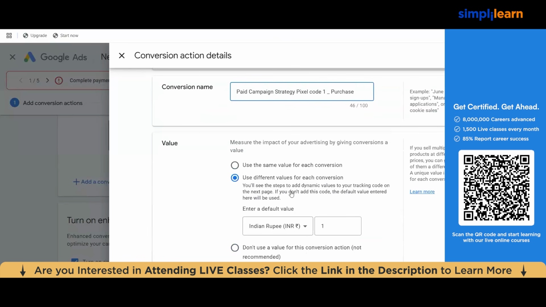So this is where you need to decide the click-through window, that is, up to how many days after seeing the ad, if the purchase happens, you will consider it a success or a conversion of the advertisement. By default it's 30 days. You can change it to 1 week, 2 weeks, 3 weeks, 30 days, 45 days. I would say 30 days is good enough.